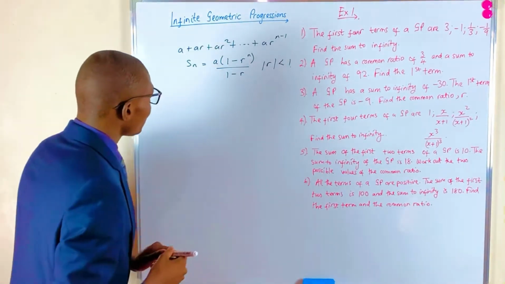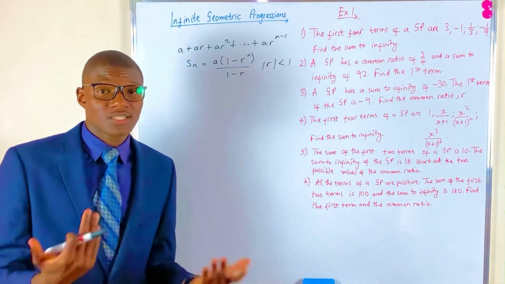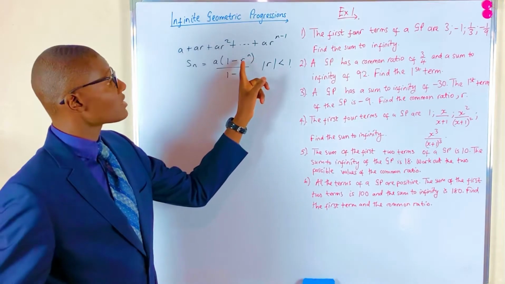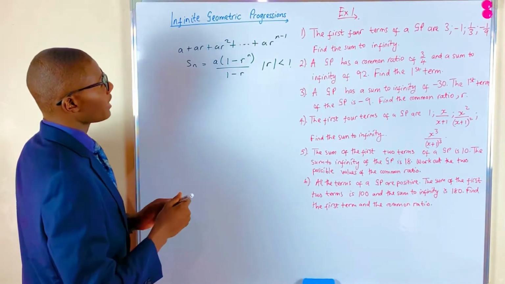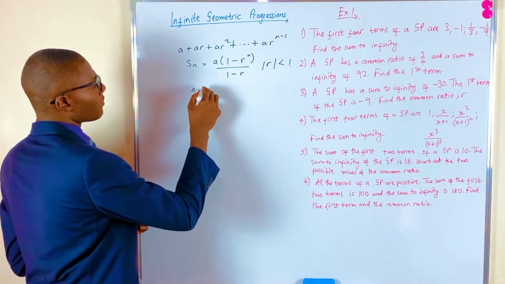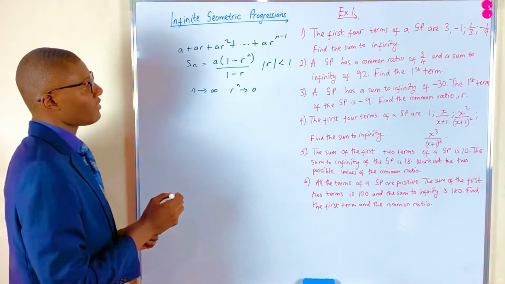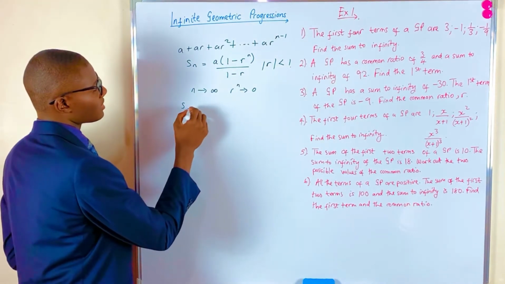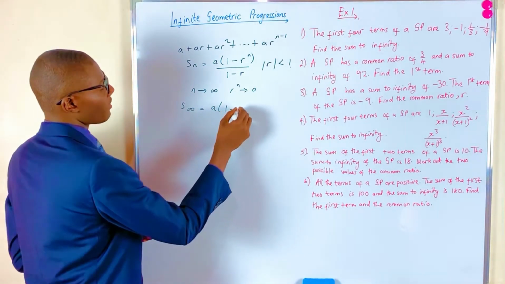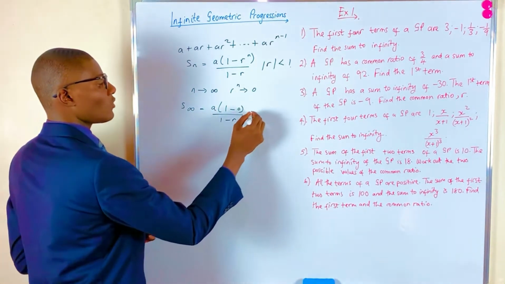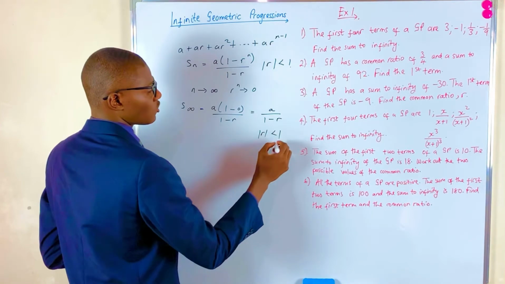So when n increases, we notice that r^n approaches 0, such that when n approaches infinity, r^n approaches 0, then the sum to infinity will be given by a(1 - 0)/(1 - r), which is just a/(1 - r), for which the modulus of r should be less than 1.